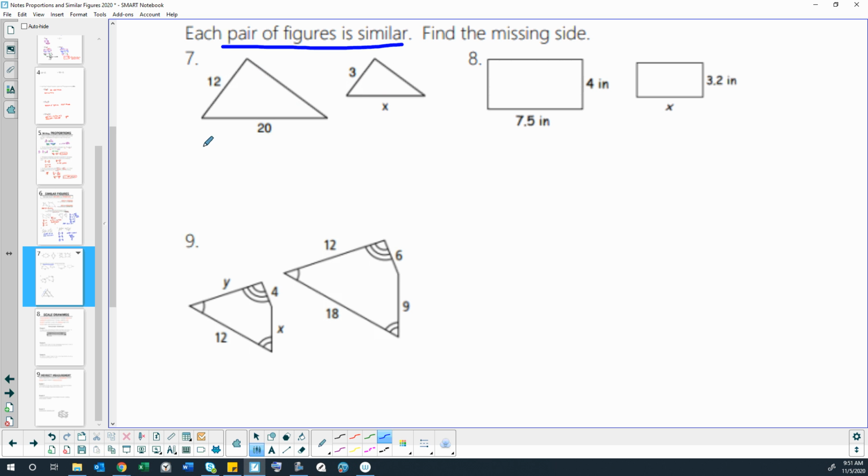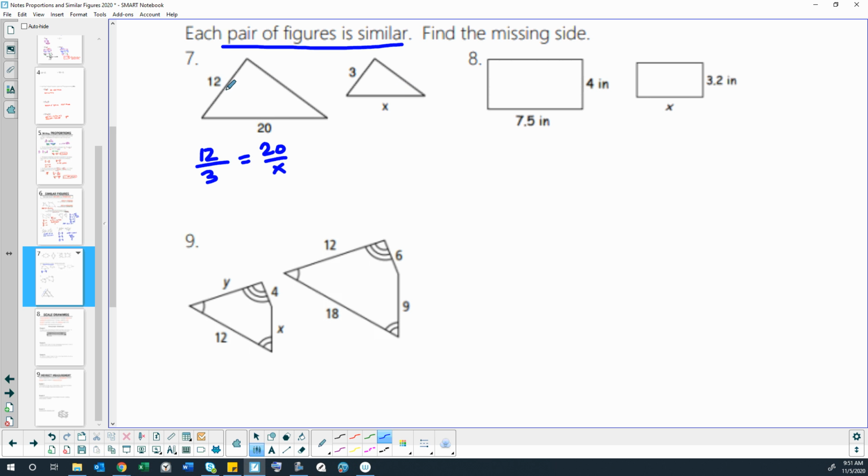So I'm going to take my 12 over 3. If you'd rather, you could do 12 over 20. I'm hearing 12 over 3 equals 20 over x. So I'm going big triangle, little triangle, big triangle, little triangle. So we have to make sure our ratios are set up exactly the same way. You don't want to do big triangle over little triangle and then little triangle over big triangle, or you'll get the wrong answer. You have to do it the same way both times.